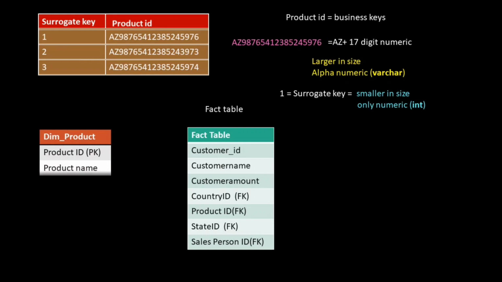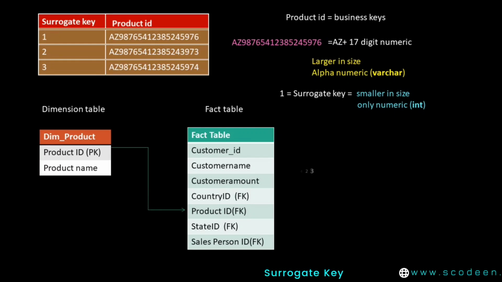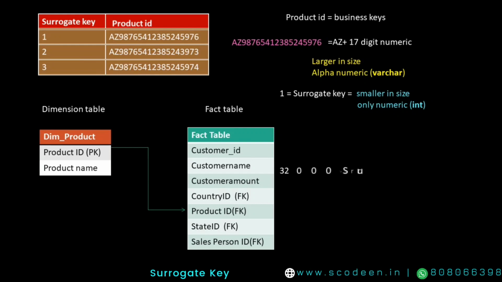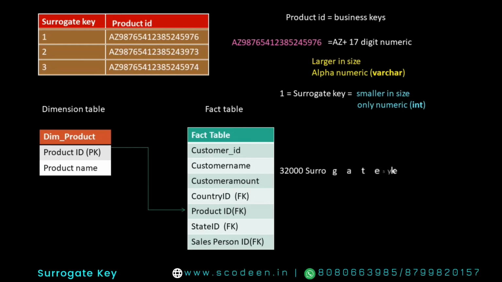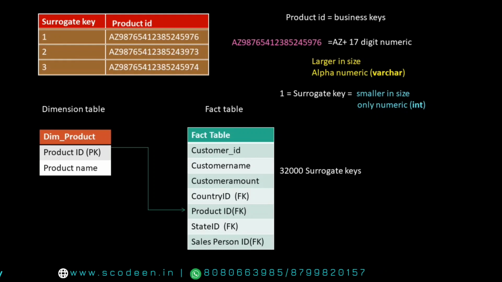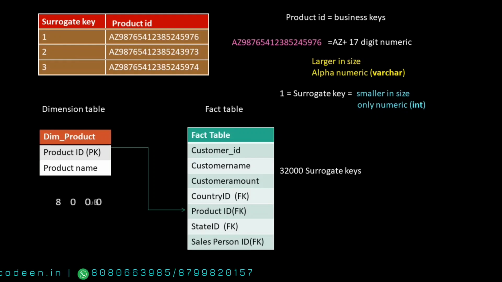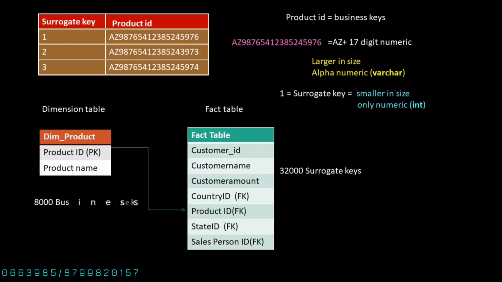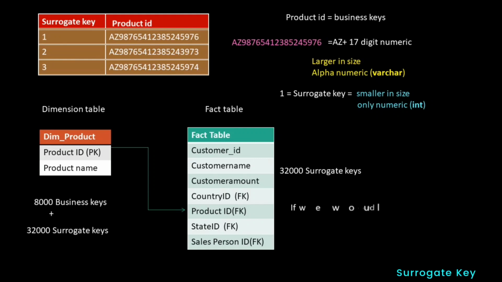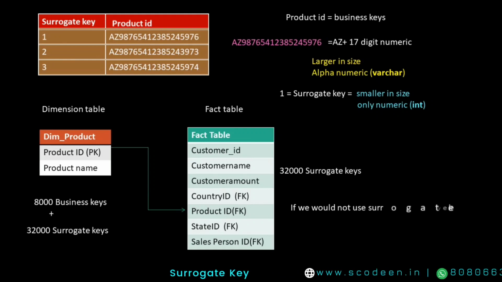Now, we can observe here in the fact table and in the dimension table, what will be the difference here? In the fact table, the total number of product IDs will be 32,000. That means we have to place 32,000 surrogate keys. In the meantime, in the dimension table also, we have to place 32,000 surrogate keys. Plus, product ID is the primary key here in the dimension table. So 8,000 business keys will be there.